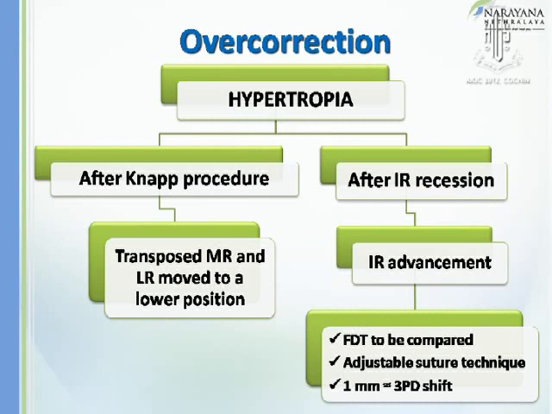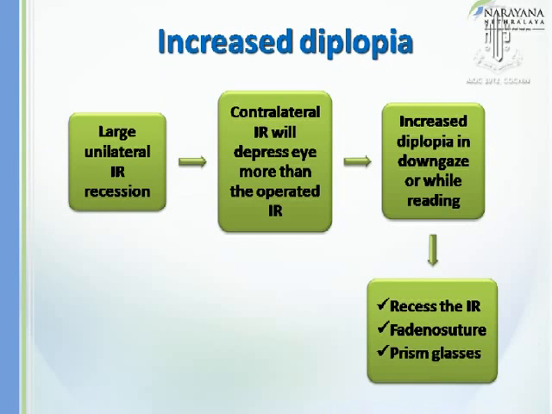If, however, there is a hypertropia that develops, especially after, say, a NAPS procedure, where you have already transposed it, try to get it to a lower position, and in case of the inferior rectus, you need to advance it. Sometimes you may develop a large inferior rectus recession, and there may be a problem with the other eye, because the other eye does not depress enough. In that case, you need to recess the other inferior rectus or put a Faden suture. If you would have done this in the first place, it would have avoided the diplopia.